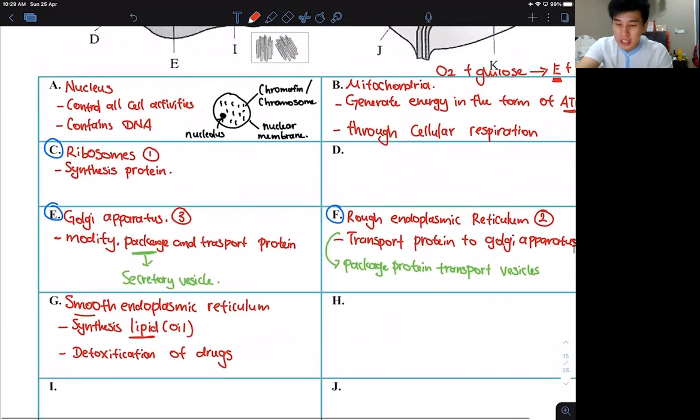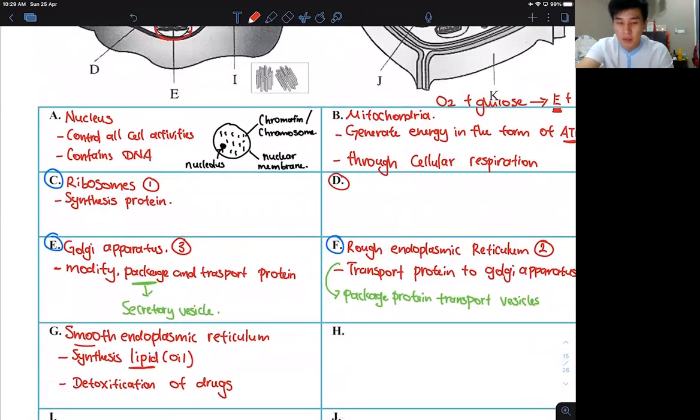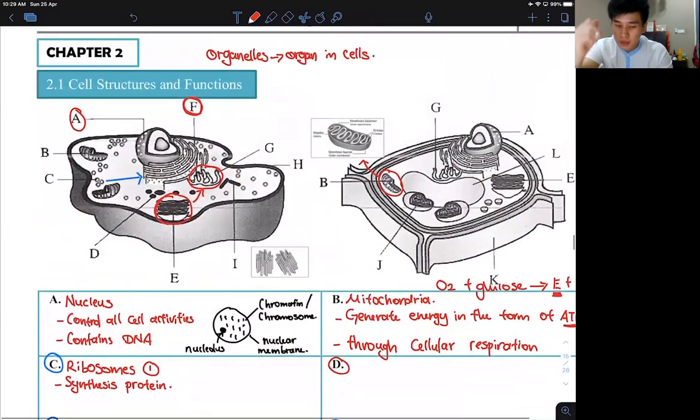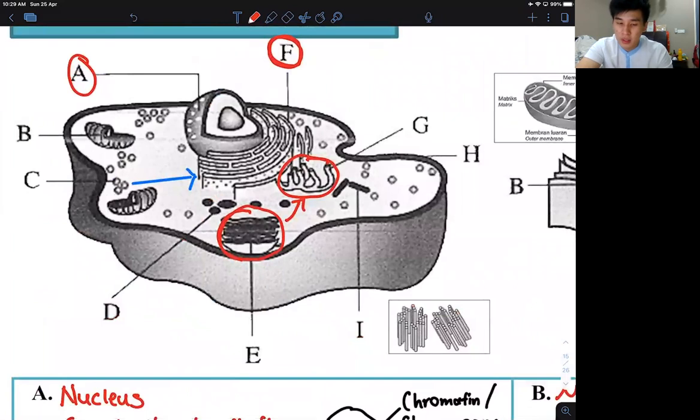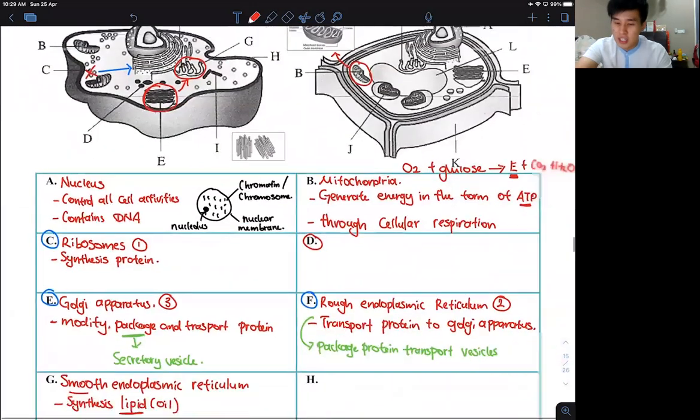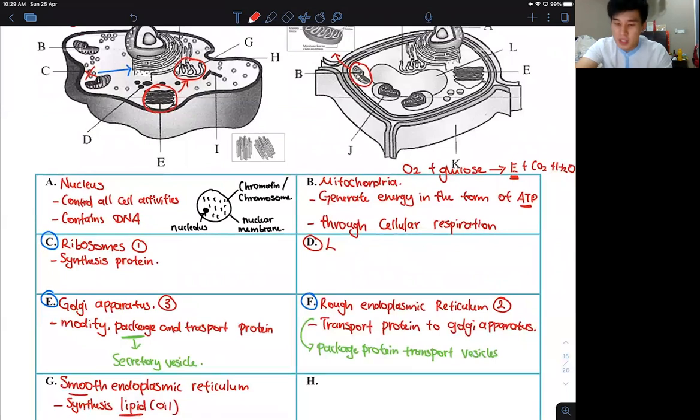Now let's go back to D. We left out one here, D, just now. So D is another round thing, obviously not related to C1. So what's the round thing inside your cell? Remember, start with letter L. Yes, it's basically the stomach of the cell, the lysosome. So you remember it as the stomach.